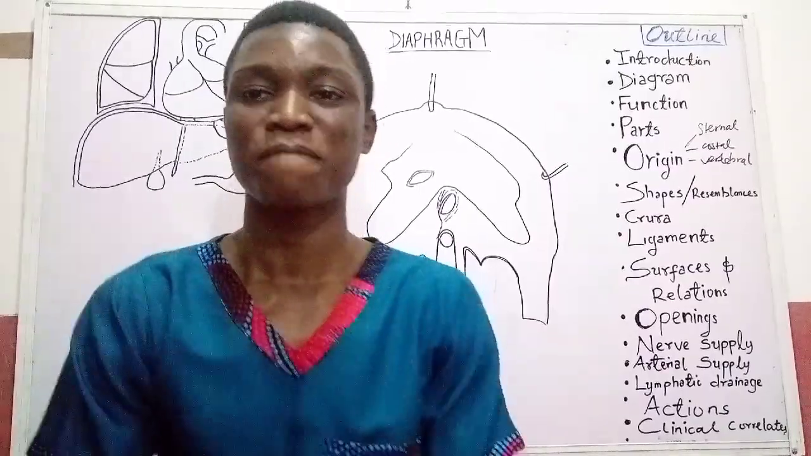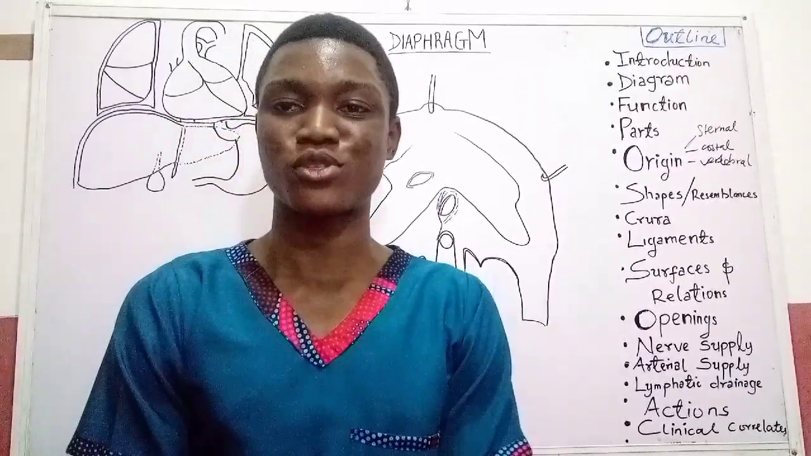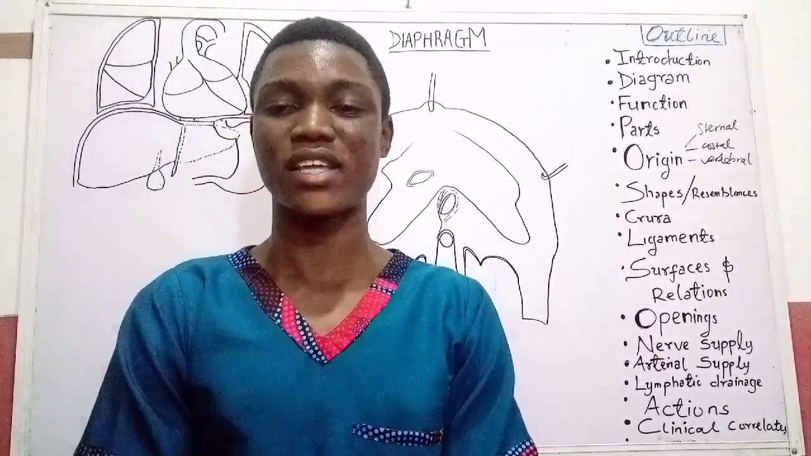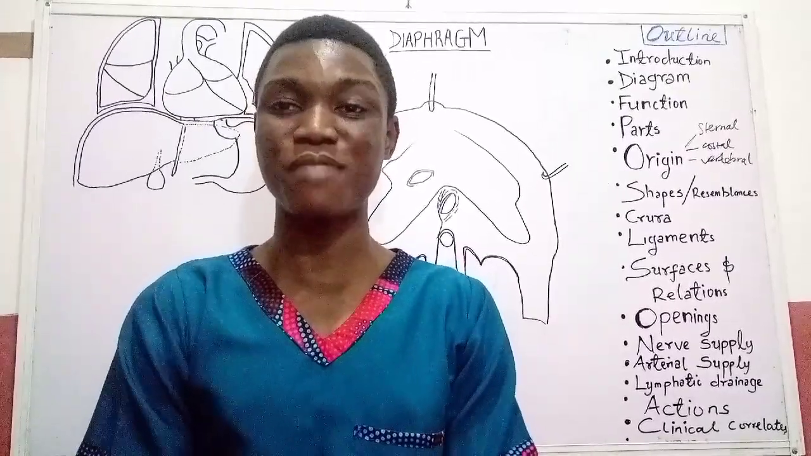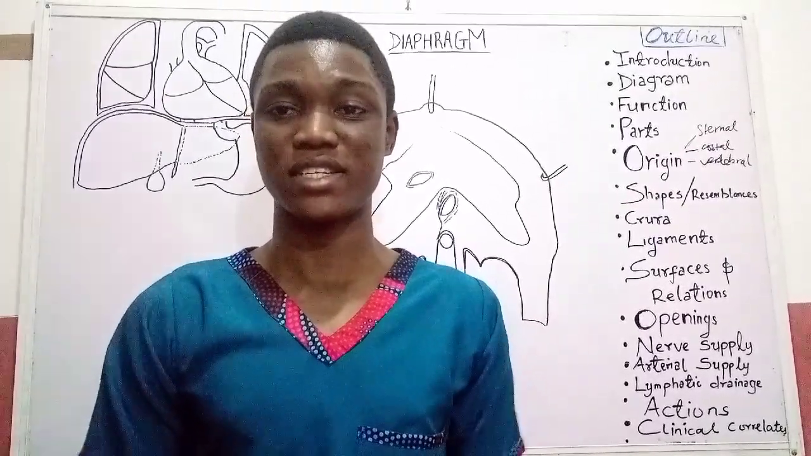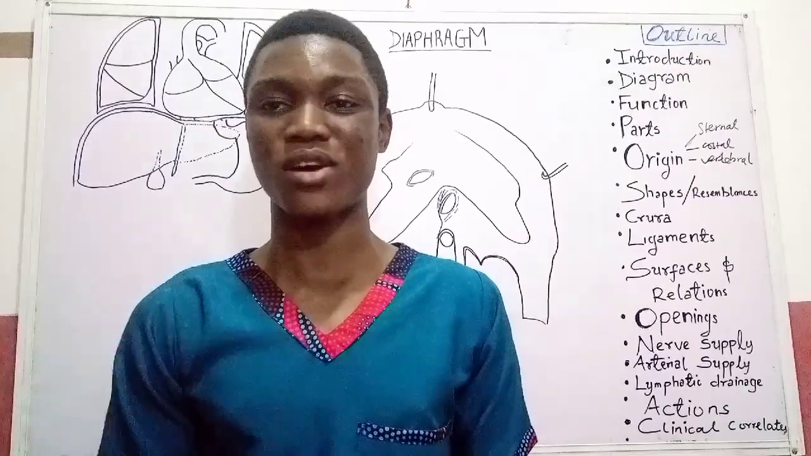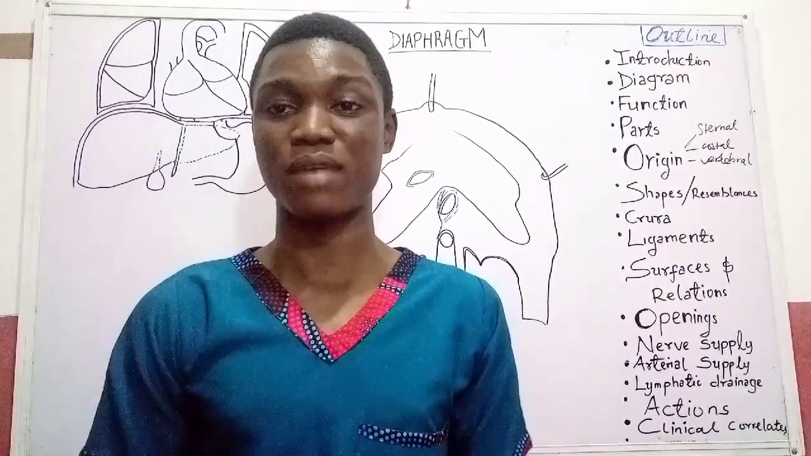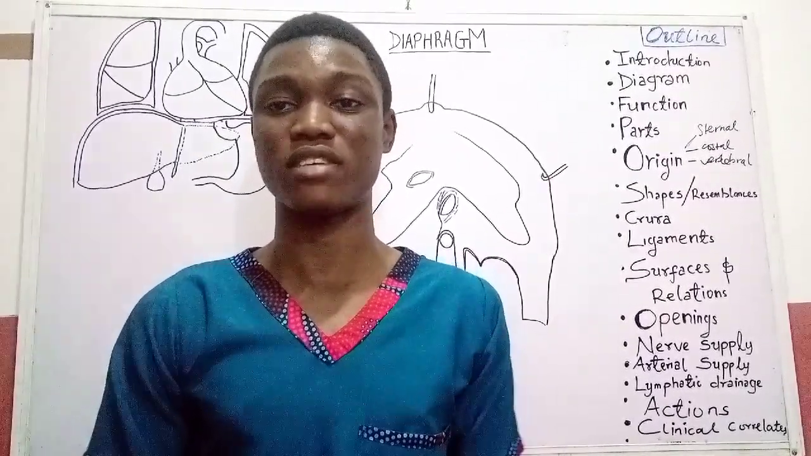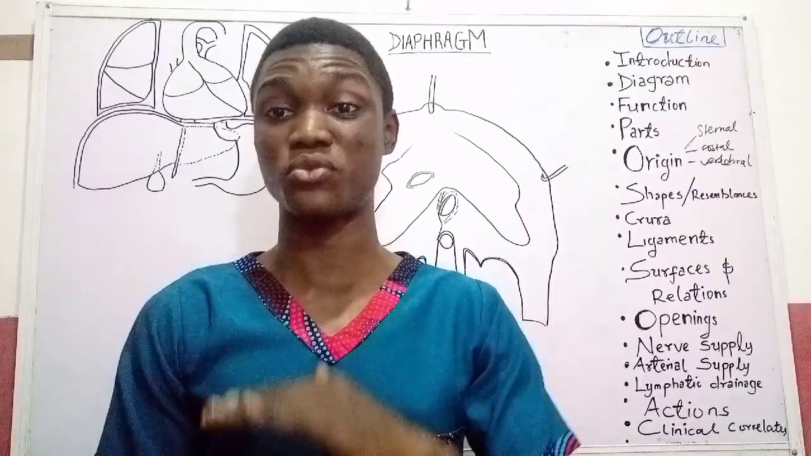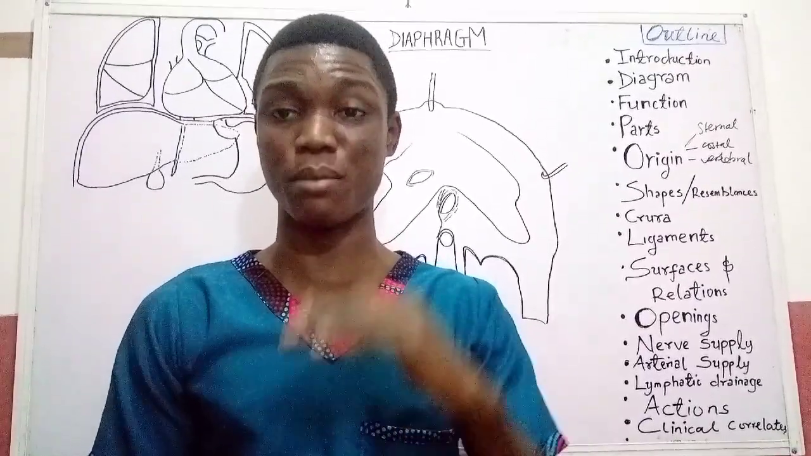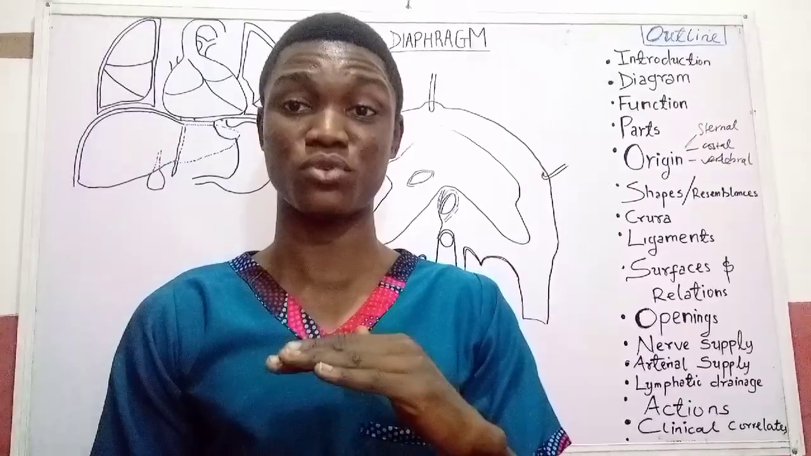So let's start. By way of introduction, the diaphragm is a dome-shaped fibromuscular sheet that separates the thoracic cavity and the abdominal cavity. So it is a fibromuscular sheet and it lies between the thoracic cavity above and the abdominal cavity below.